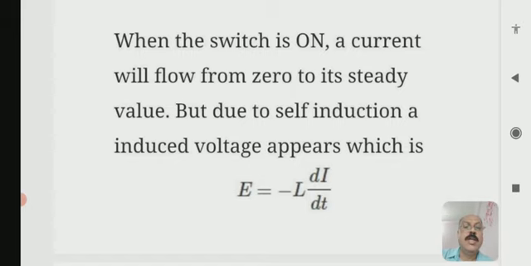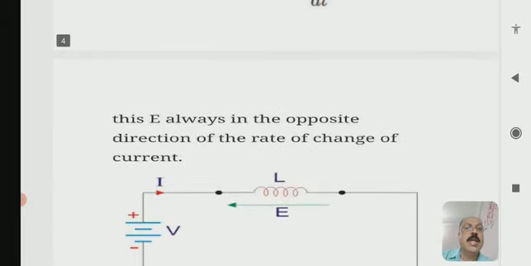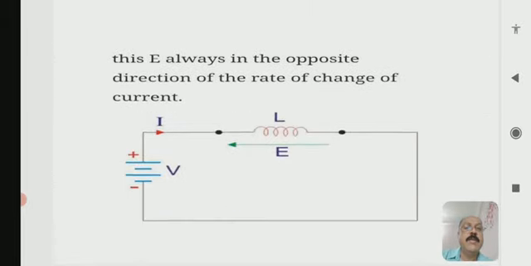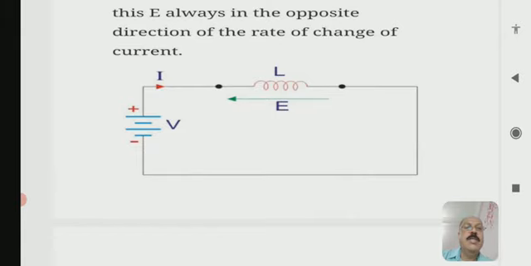Due to self induction, an induced voltage appears, according to Lenz's law, which all of you already know: E is equal to minus L di upon dt. The negative sign shows the direction. The induced EMF E is always in the direction opposite to the rate of change of current, as shown in the diagram.